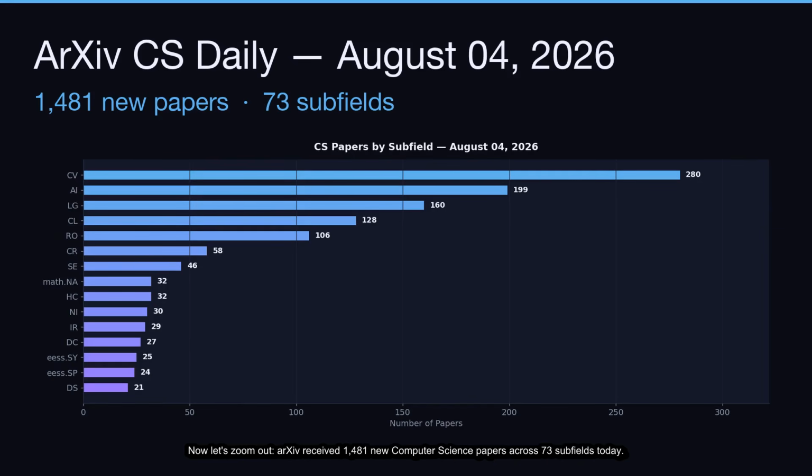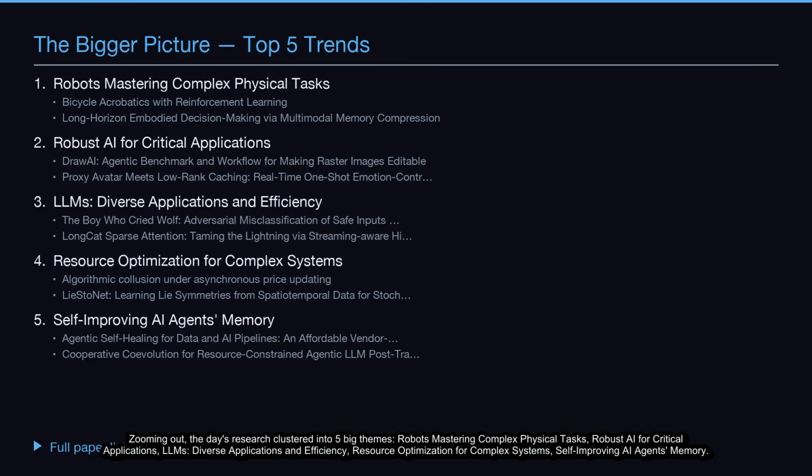Now let's zoom out. ArXiv received 1,481 new computer science papers across 73 subfields today. Here are the trending areas shaping the field. Zooming out, the day's research clustered into 5 big themes: robots mastering complex physical tasks, robust AI for critical applications, LLMs, diverse applications and efficiency, resource optimization for complex systems, self-improving AI agents memory.